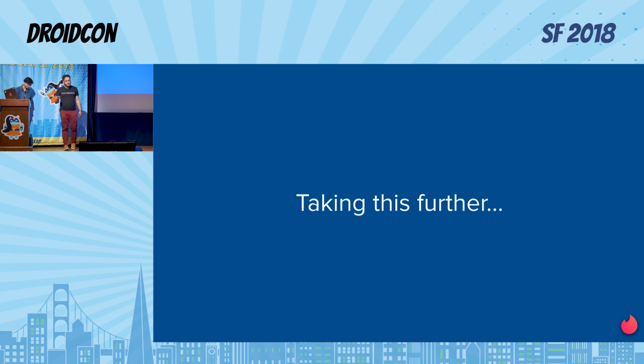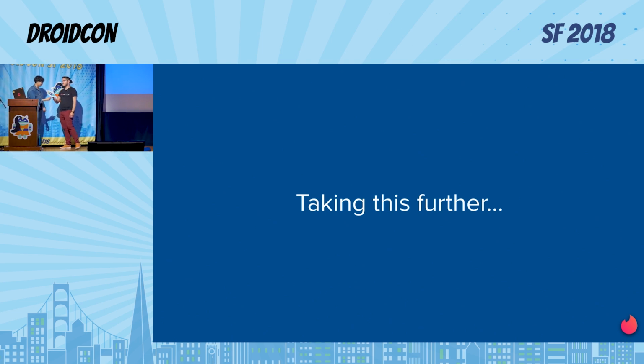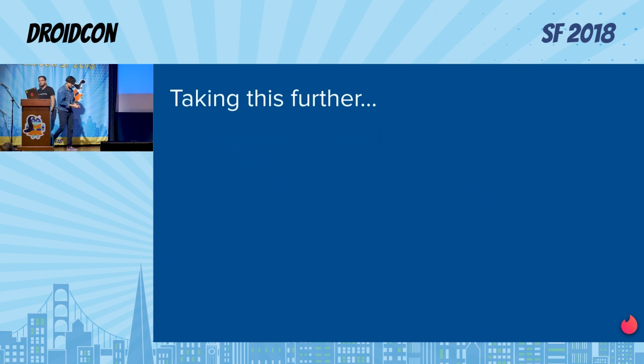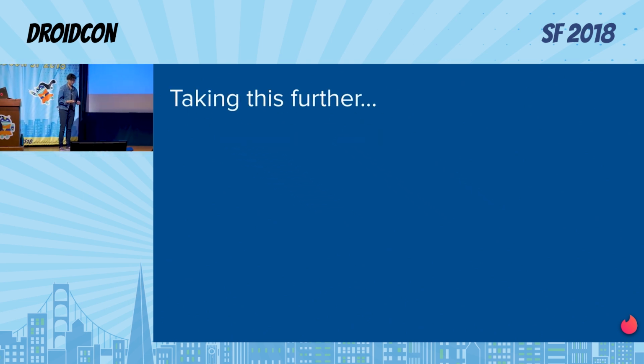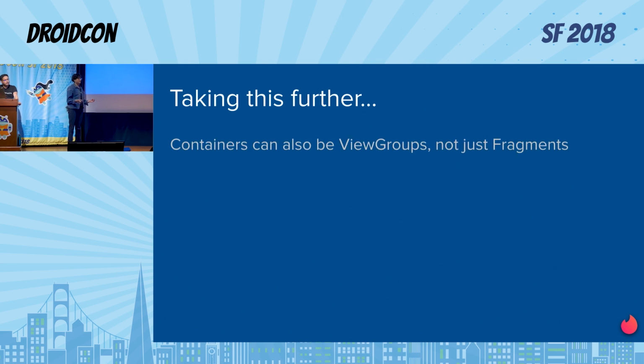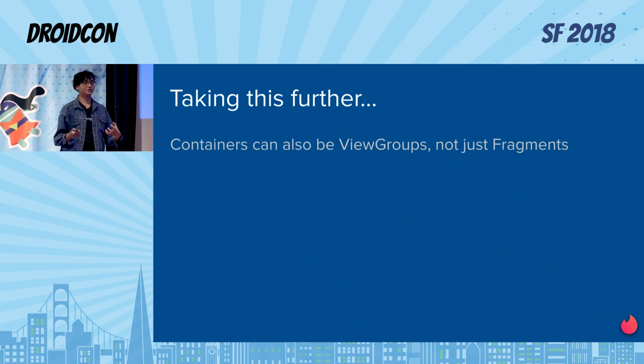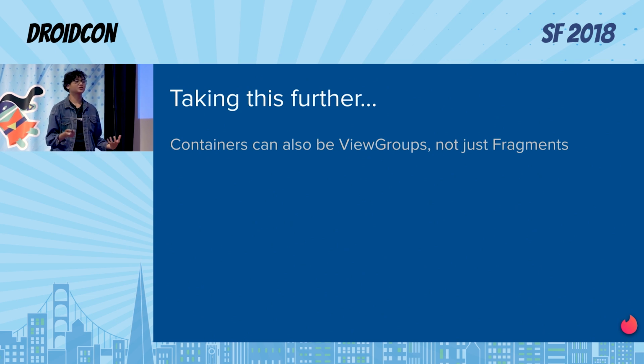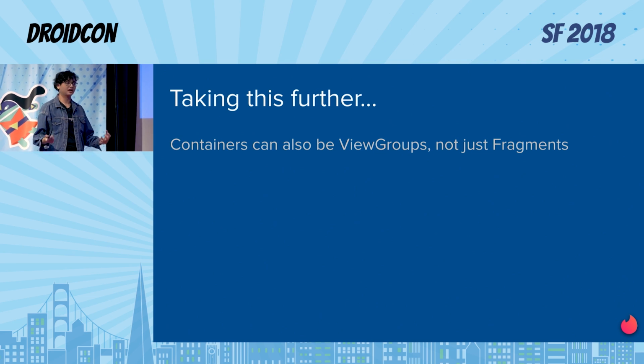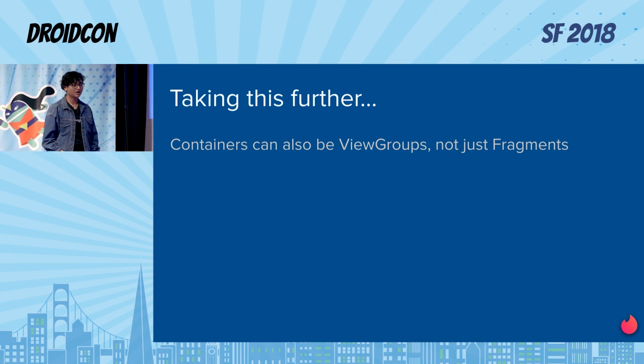So I'm gonna pass to Tasha so she can talk about how we can take this even further. Cool, awesome. So there is a lot we can do to build on this basic idea, right? One of the things we can do is, so far we've been talking about containers as fragments, but if you are averse to fragments, or if for some reason you really don't want to use fragments, you could still use view group containers and have the same pattern applied.